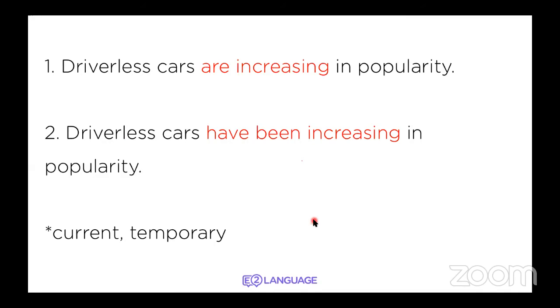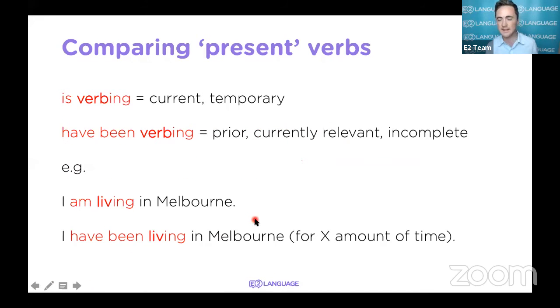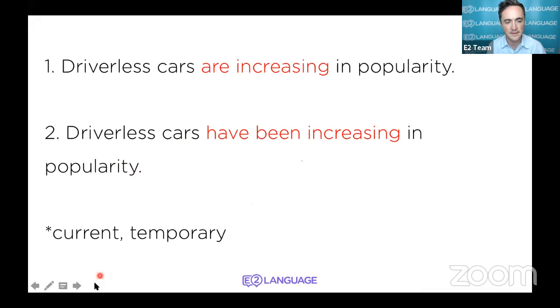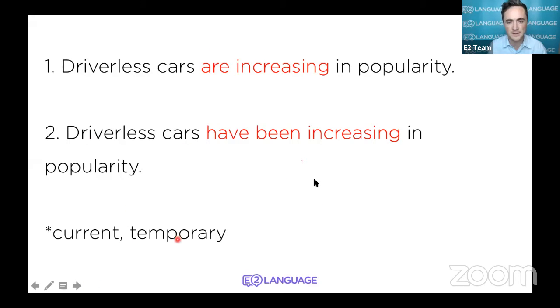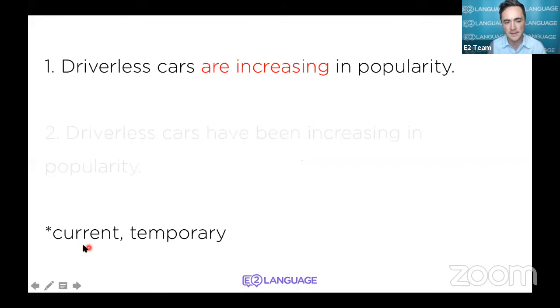Oh, interesting. This is the first one that's, just, I'm going to go back, because not everyone got it right. So look at these two examples. I'm living in Melbourne. Currently, temporarily. I have been living in Melbourne. It refers to the prior, the past. It's currently relevant and it's incomplete. So please do this one again. Which one is the current temporary one? 1 or 2? Type in number 1 or 2. Good, much better, much better. This is interesting because it's a difficult one to conceptualize.